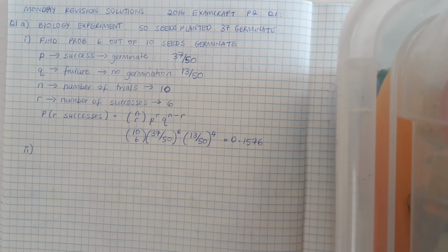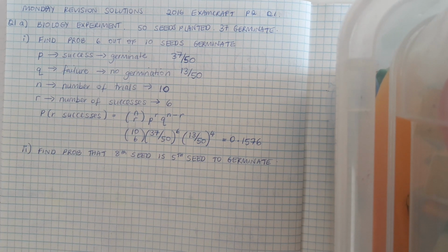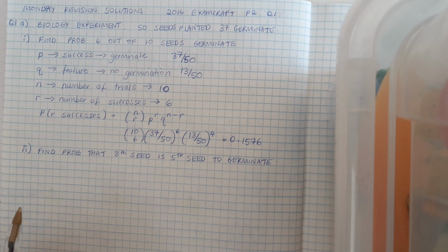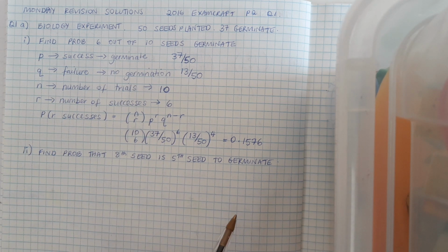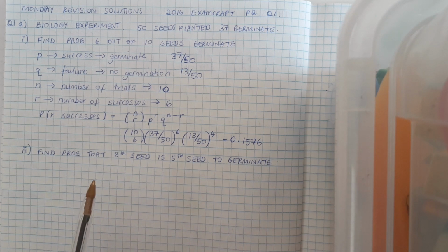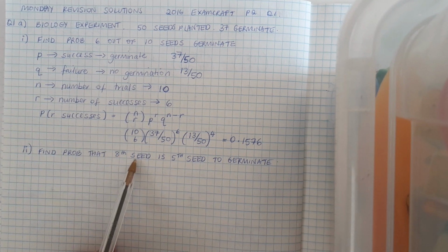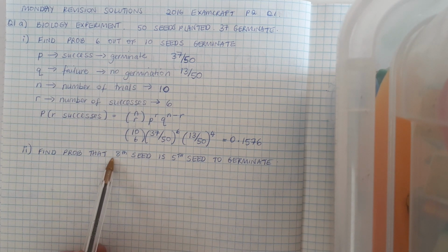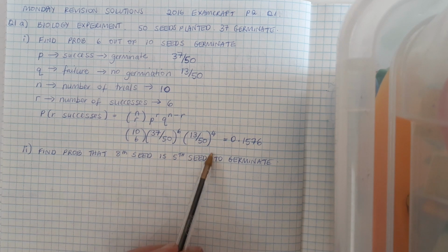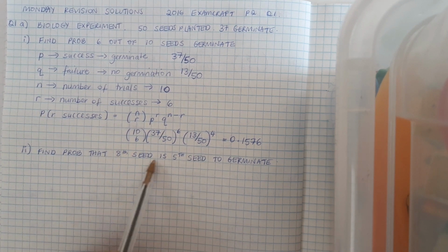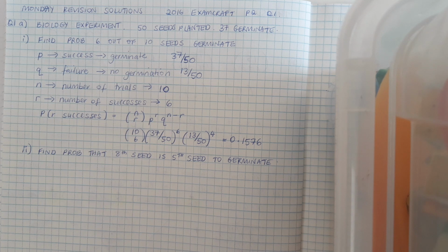Part 2 is along the same theme. So we want to find the probability that the 8th seed is the 5th seed to germinate. And of course, don't forget again, germination is being counted to be a success in this particular scenario. So when we see questions like this where they want a success, a particular success, a 5th success on a particular item, so a 5th success here on an 8th seed, that's going to be the Bernoulli trials approach, but with just an extra added step.